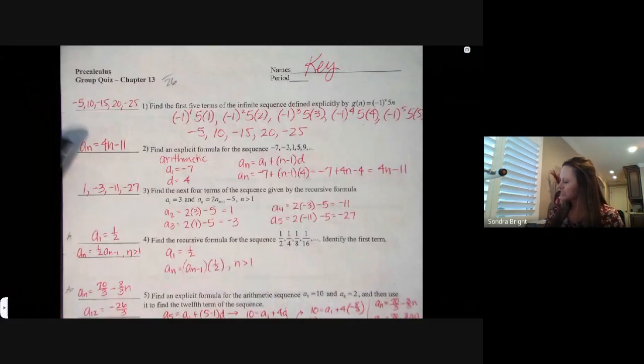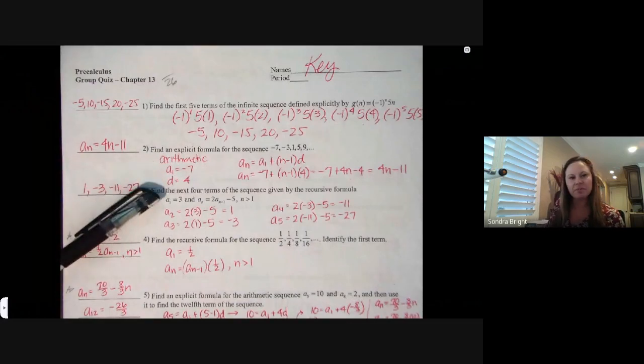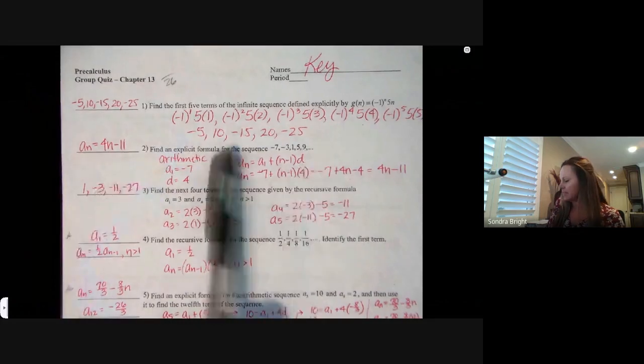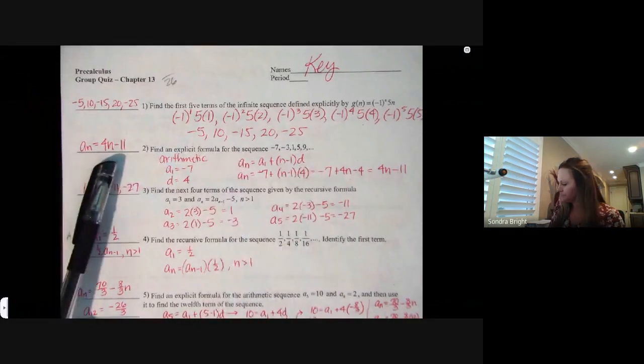Finding an explicit formula, it was arithmetic, where the first term was -7 and the common difference was 4, and I plugged it into the formula, and I got that the nth term is equal to 4n minus 11. You should have the nth term there.